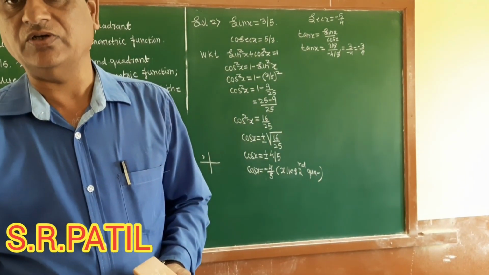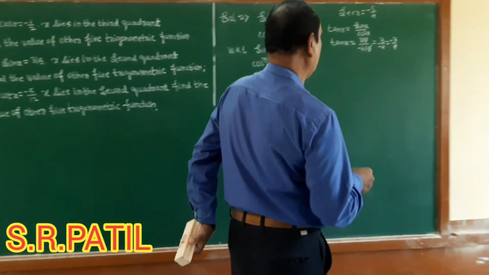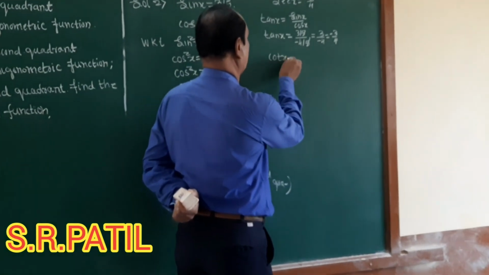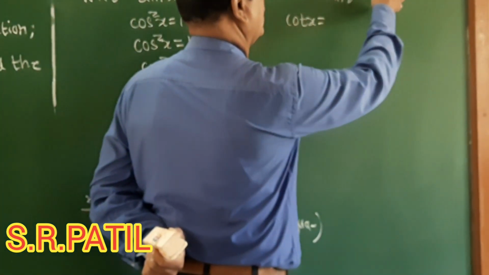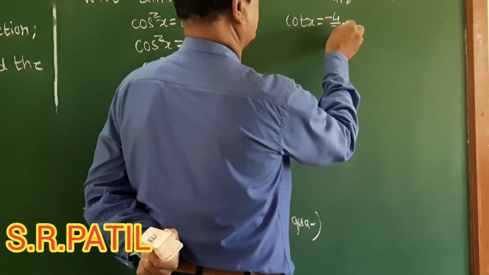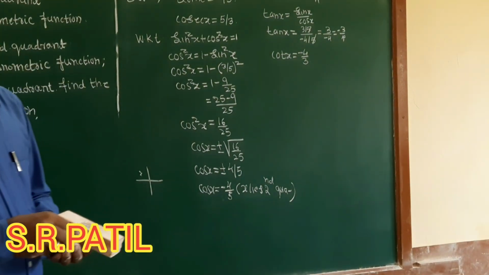Then the last one, you find the value for cot x. Reciprocal of tan x, that is cot x is equal to minus 4 divided by 3. So you can check whether your answer is correct or wrong.